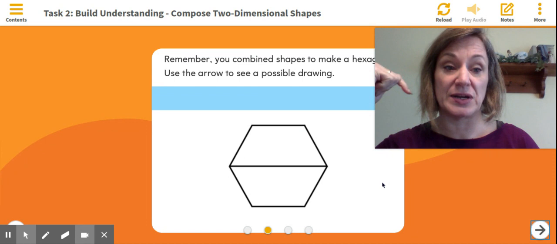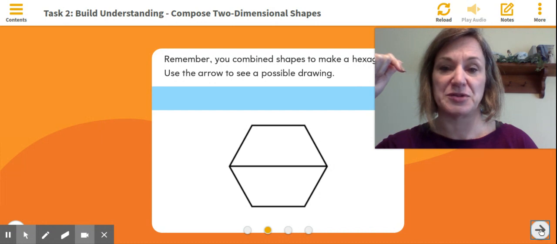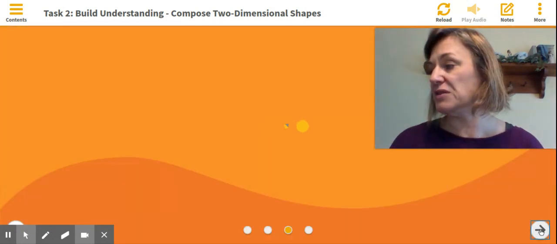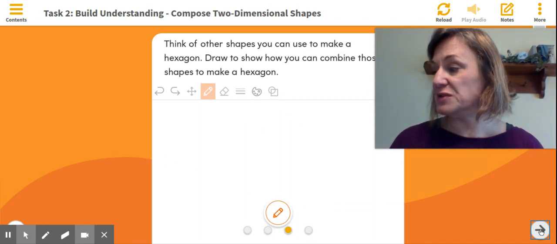Cut those out and trace those. These shapes are a little bit tricky to draw on your own, so tracing them is probably your best option. So that would be what Ethan would do. At the bottom, it says, what other shapes can you use to make a hexagon?